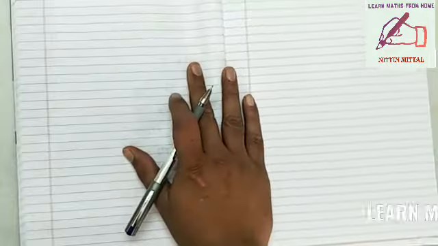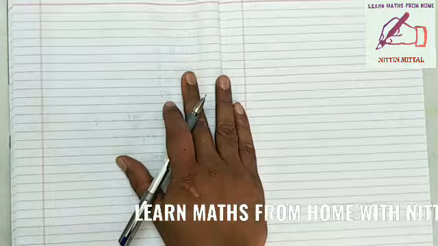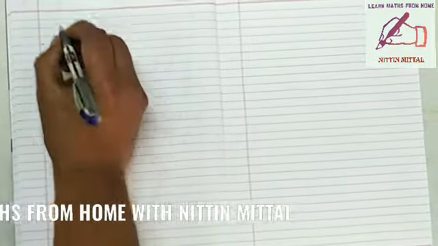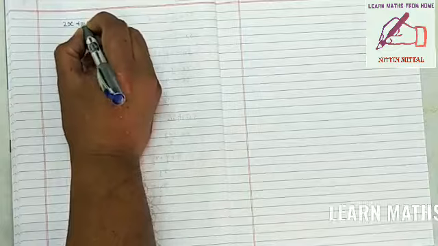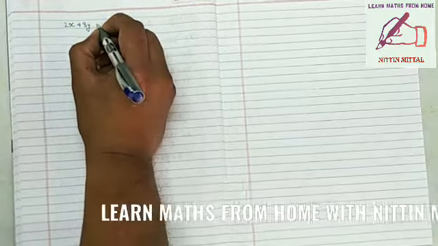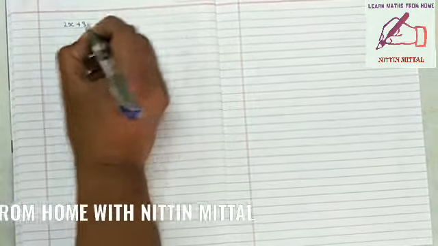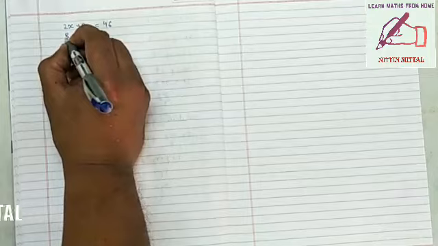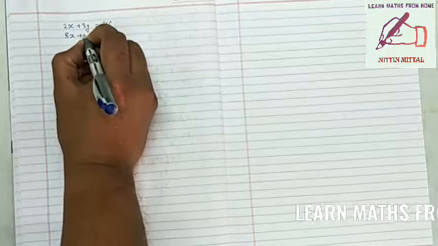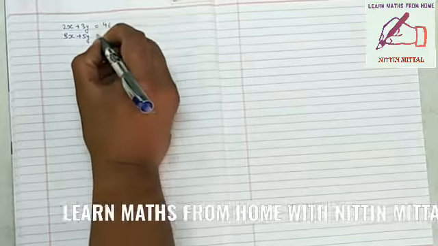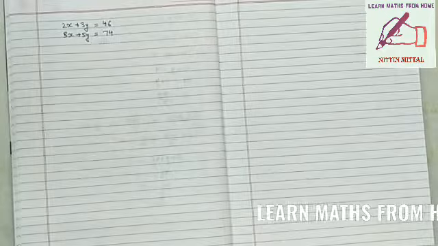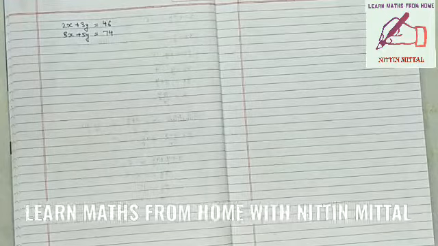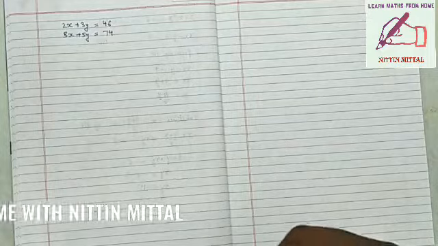So I am going to take one pair of linear equations, 2x plus 3y equal to 46, 3x plus 5y equal to 74.